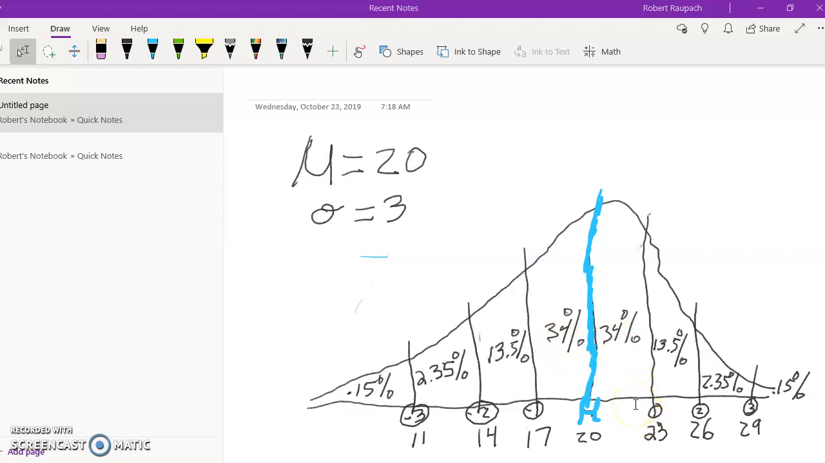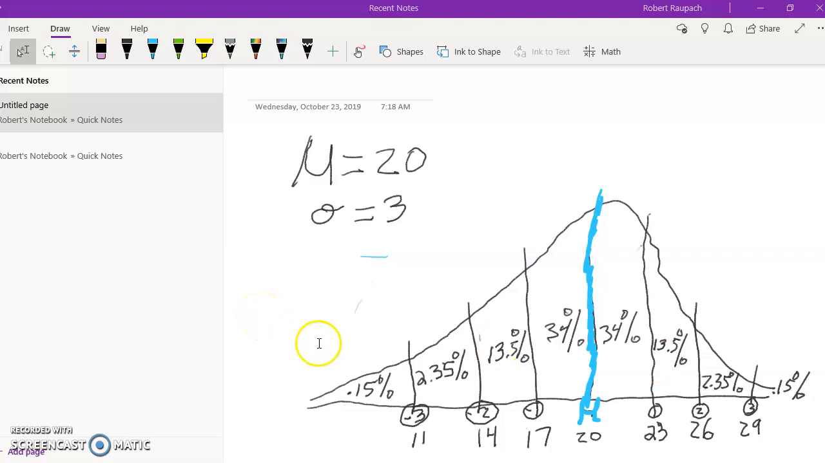Okay. If I were to ask, what is the probability I would get a test score lower than 17? Well, here's 17 right here. And if you add up all these three, you come up with 16%. If I added up 13.5 plus 2.35 plus 0.15, I would get 16%. So if I were to ask the probability that I randomly pick a score between 14 and 26, the answer would be 95%, because 13.5 plus 34 plus 34 plus 13.5 is 95%. Okay, so that's all you do.